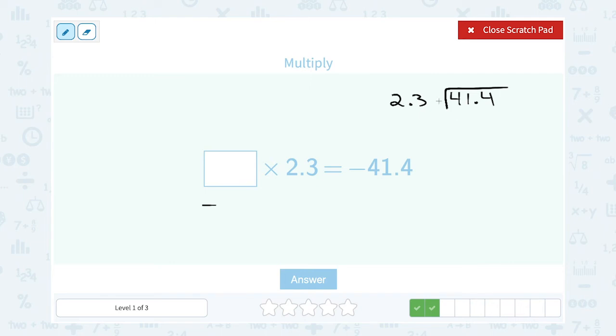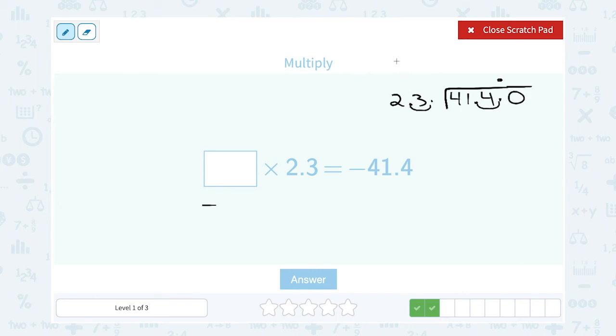Now, just like we did in the last problem, it's easier to think about whole numbers when you're dividing. So I'm going to move this decimal point one place to make this just a 23. And of course, I have to do the same thing on the number here. So I'm going to move this one place to make it a 414. So the decimal point in my answer would go here. And of course, you can think of this as 414.0.